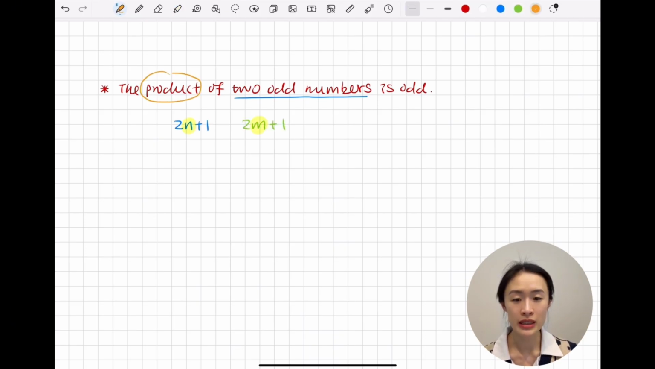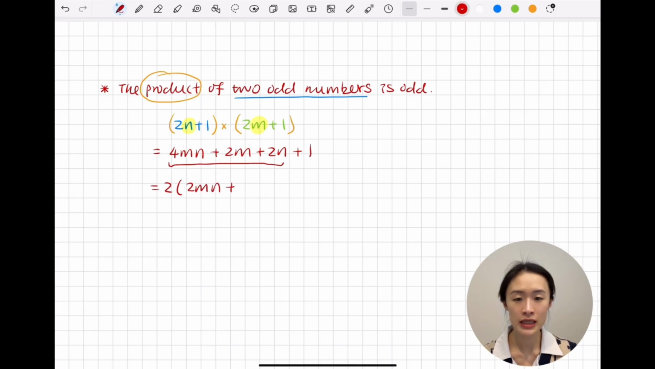Now the product, meaning that I'm going to multiply them together. If I expand the bracket, I need to get into the form 2 lots of something plus 1. So the first 3 terms, as you can see, there is a common factor of 2. So if we factorize out 2, we would have 2 bracket 2mn plus m plus n. And then we have a plus 1 in the end, which is an odd number. Therefore, we have finished the proof.